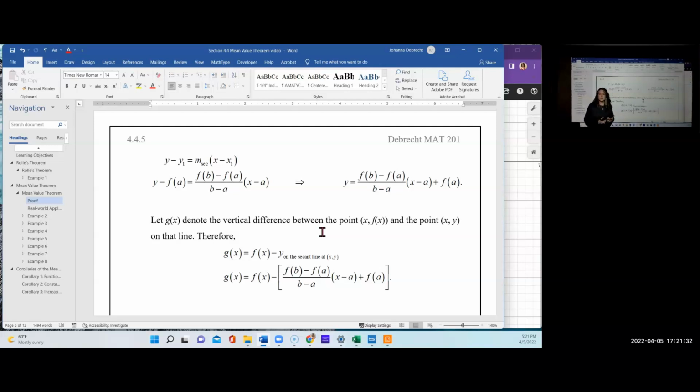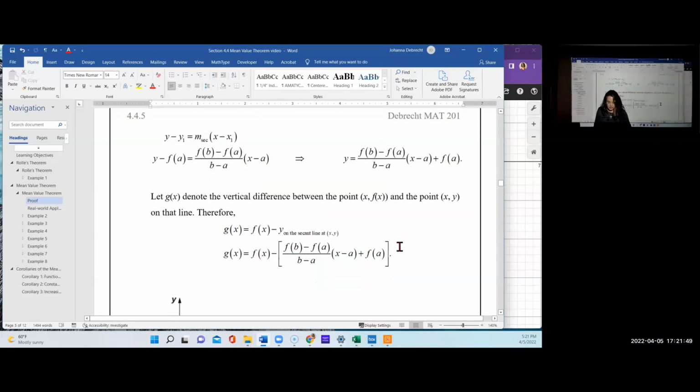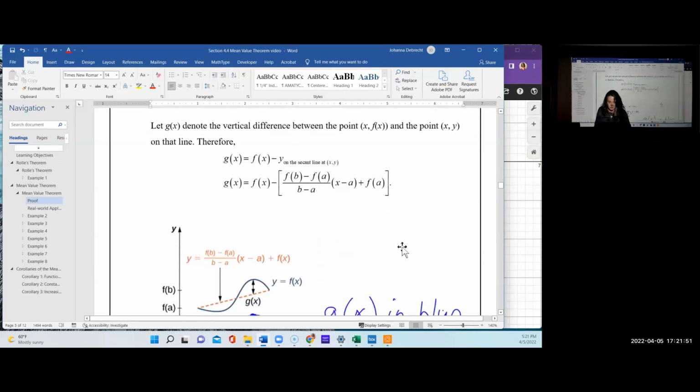So what we're going to do is create a function, which we'll call g, to represent the difference in the vertical heights between the point (x, f(x)) and the point on the line, so the point on the secant line. So let's take a look now at what that might look like.